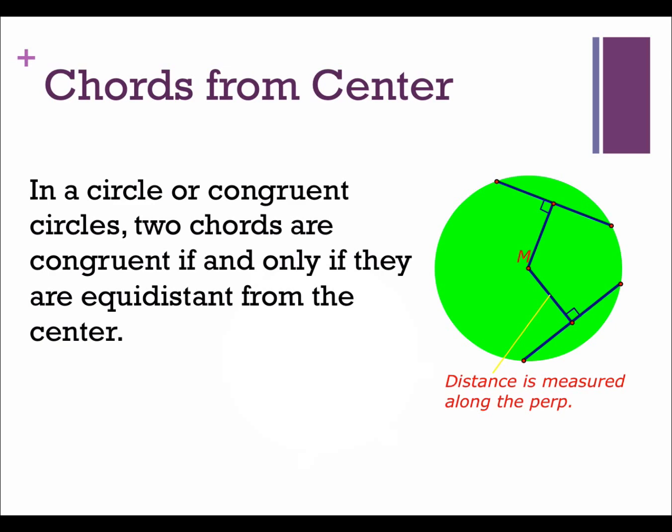Remember Will bursting into flames and running to the river? Months ago we did that. You're going to run the shortest path along the perpendicular. That's also how we measured the distance of a chord from the center of the circle. If these two segments are congruent, the chords are congruent. If the chords are congruent, these two segments are congruent.